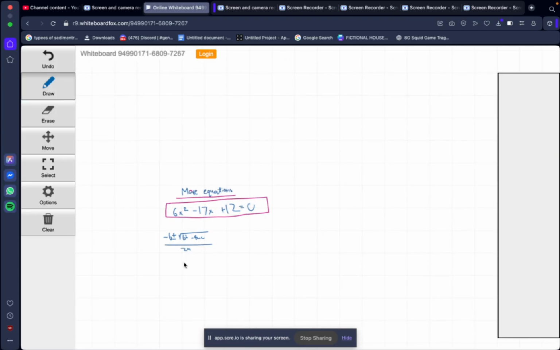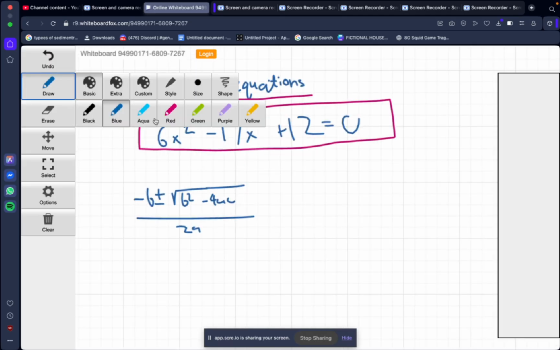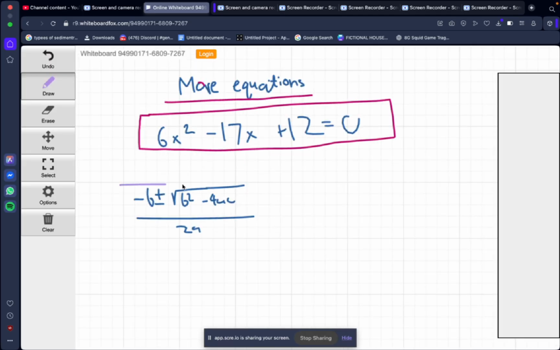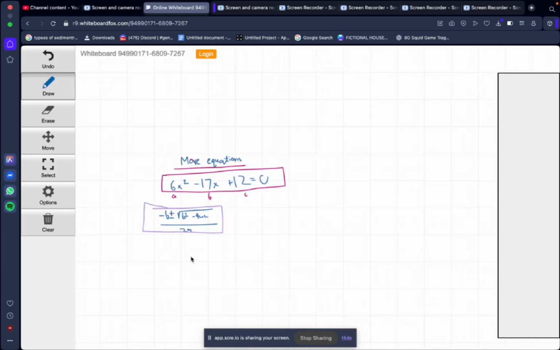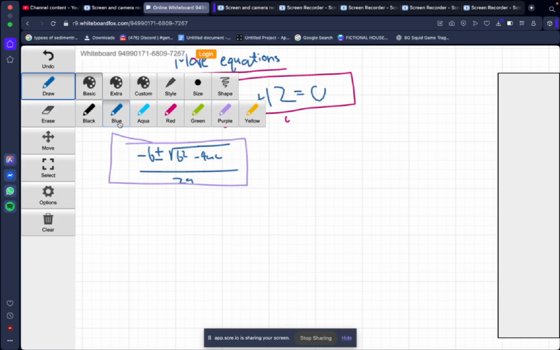So considering we have our formula now, what we need to do is plug everything into the formula. This is not a square. Okay, so this is a, b, c. You know your ABCs? Good. Let's actually plug everything into the equation.